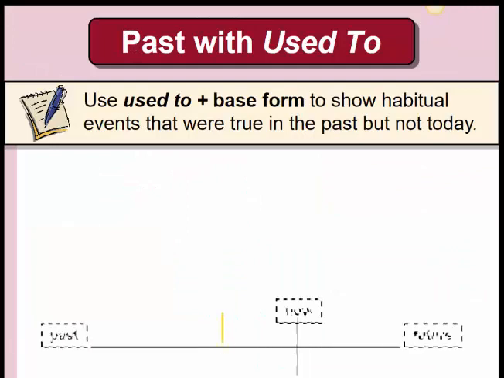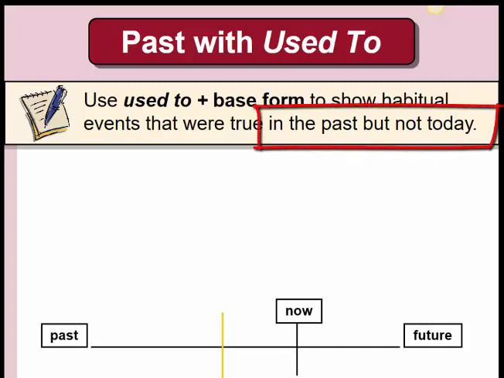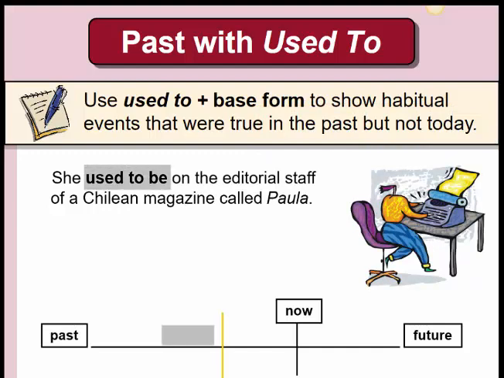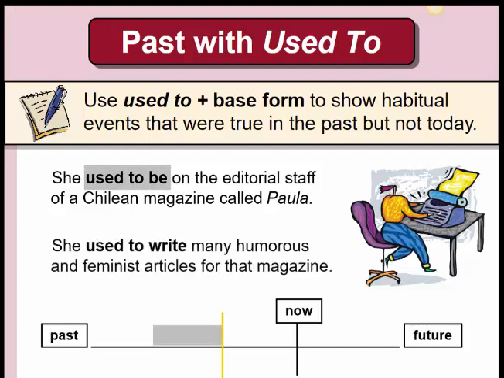Good. Alright, the fourth expression or formula we can use to refer to the past is used to plus the base form, and this formula is used to show a habitual event that was true in the past but not anymore. So, for example, she used to be on the editorial staff of the Chilean magazine. Does she work for the Chilean magazine? No, she stopped doing so at some point in the past. She used to write, doesn't do it anymore.